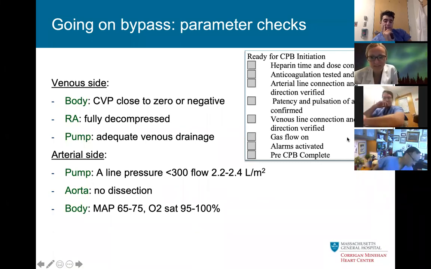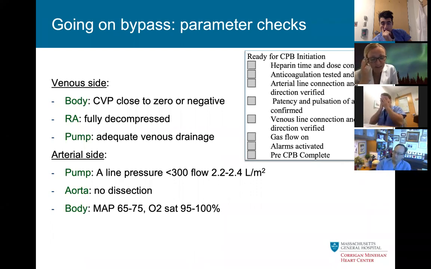Next, going on bypass, we have a checklist that the perfusionist uses that I've outlined here on the upper right of the screen to go on bypass. Once you're on bypass, the things that you want to think about as the circuit is running, the way I split it up is essentially the venous side and the arterial side. On the venous side, you look at your CVP, is it close to 0 or negative? Is your right-sided heart fully decompressed? Is there adequate venous drainage?